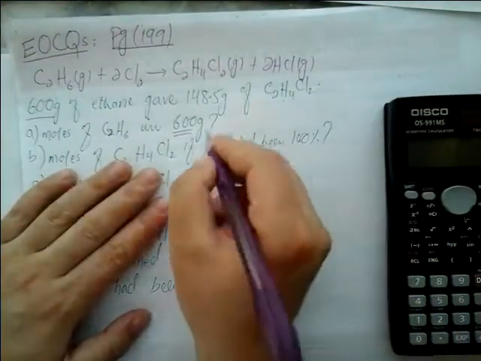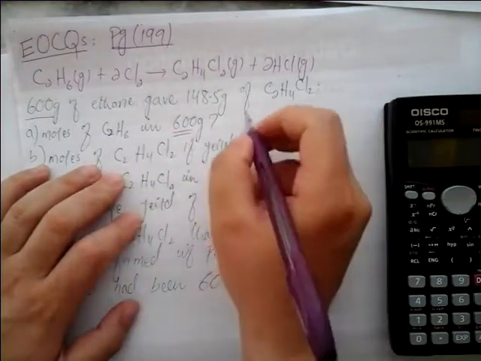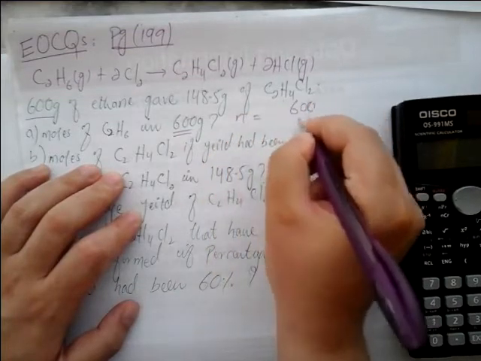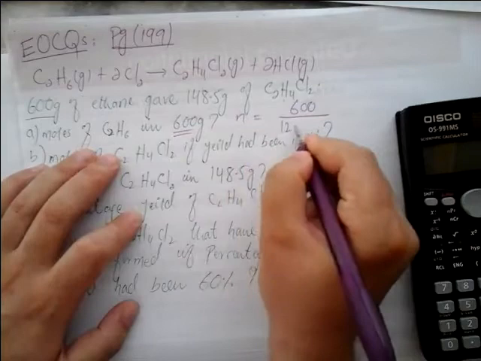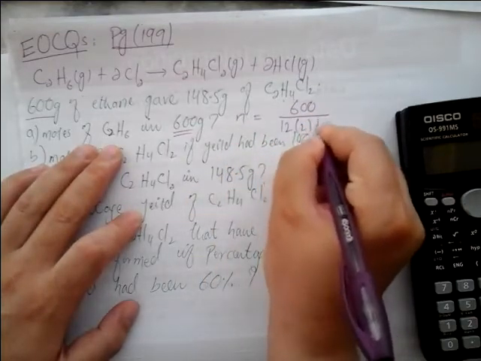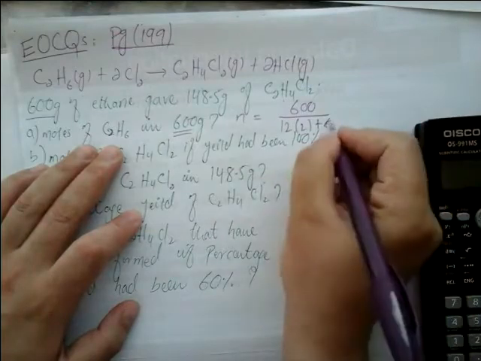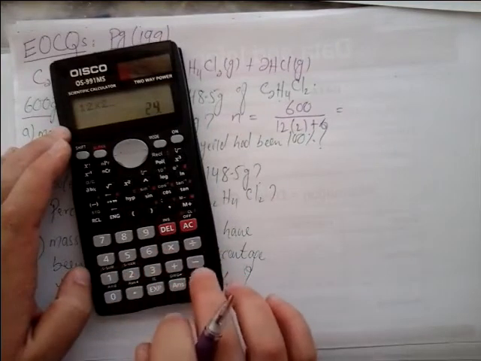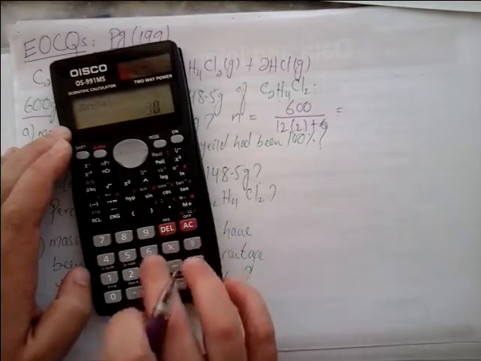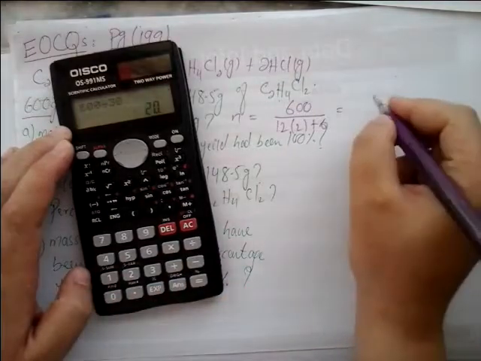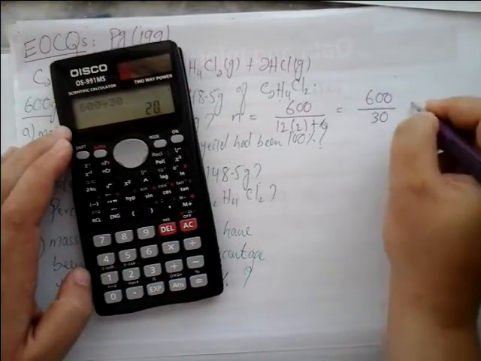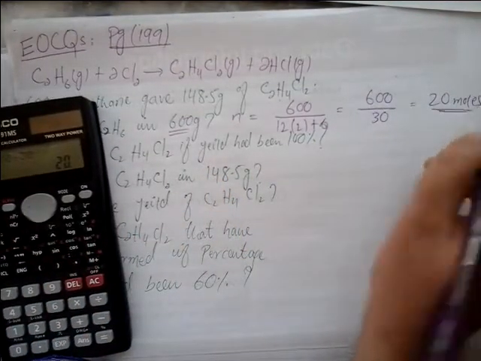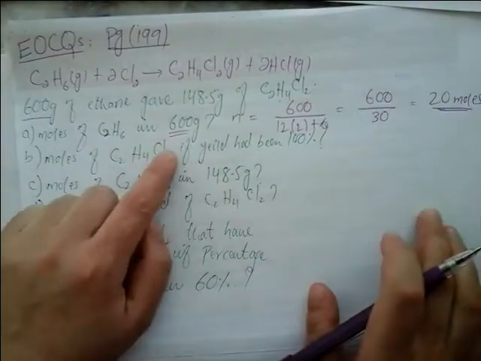So you will divide by the molar mass of ethane, which is 600 divided by the molar mass: 2 carbon atoms, mass of carbon is 12, plus 6 hydrogen, mass of hydrogen is 1. We will keep it as it is. So 600 divided by 30 comes out to be 20 moles. Okay, moles of ethane in 600 gram.